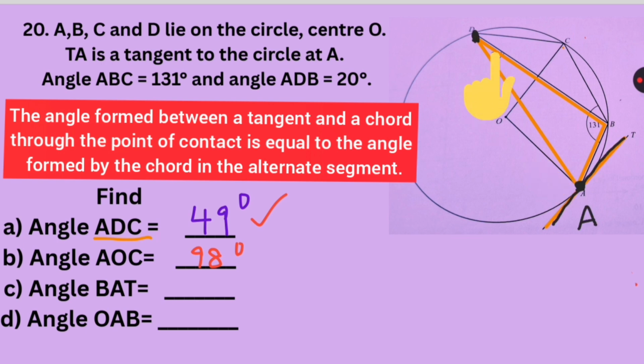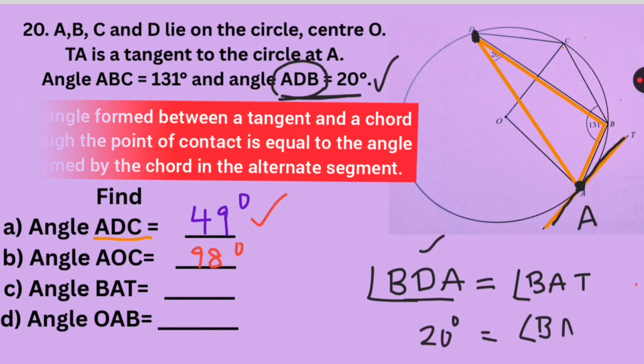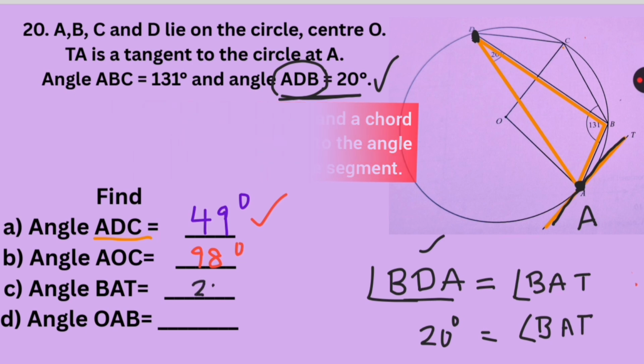So that means angle D is equal to angle A. And the given angle D is 20 degrees. According to that theorem, angle BDA is equal to angle BAT. So the given angle is 20 degrees, so that is equal to angle BAT. According to that theorem, we found this is 20 degrees.